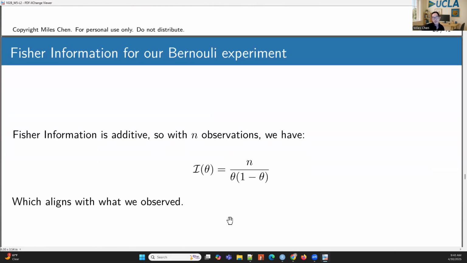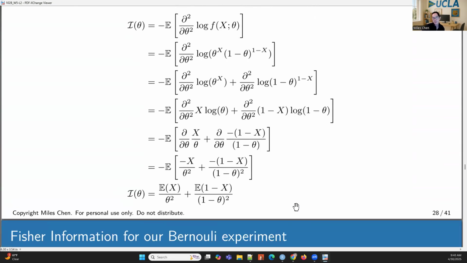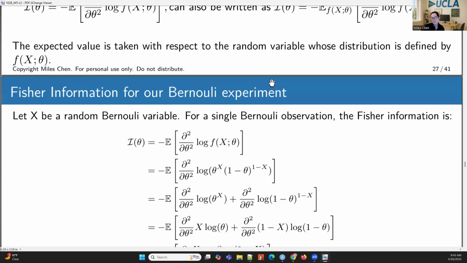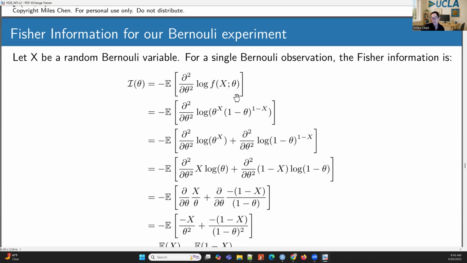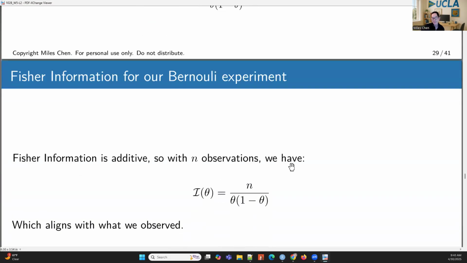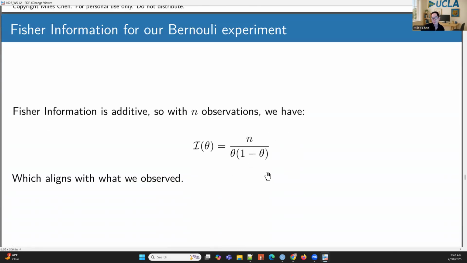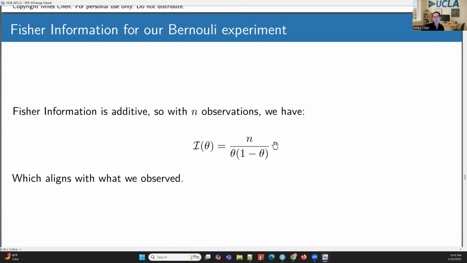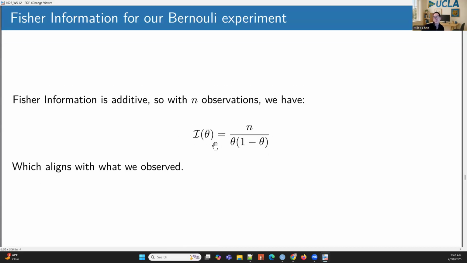If we have n observations, and we can go through all of this, you'll have the product of n of these things, then you'll just have n times the log of all of this, and the Fisher information is going to all add up. You'll end up with n over theta times 1 minus theta. So Fisher information is additive. And so if you have n observations, your Fisher information is going to be this.